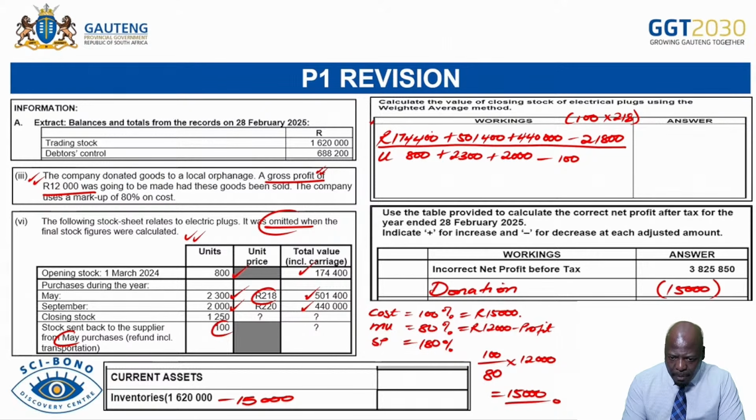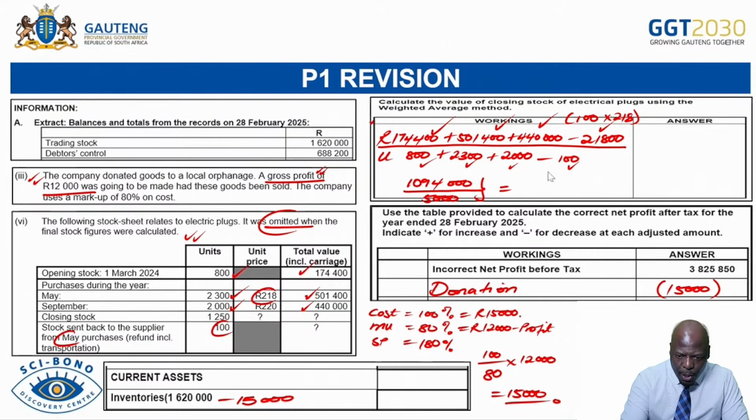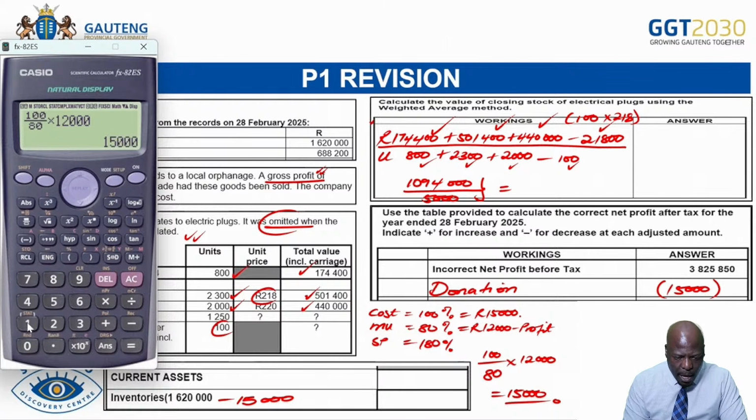So I'm going to take my calculator. I'm going to say that plus that minus that, and that's going to give me 1,094,000. And then I say 800 plus 2,300 plus 2,000 minus 100, and that is going to give me 5,000. And then I divide. Let's do it together now: 1,094,000 divided by 5,000 is going to give me 218.8.